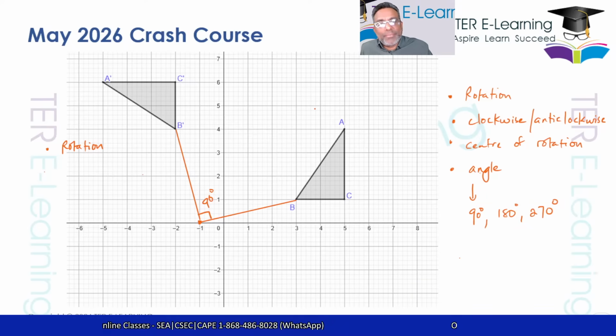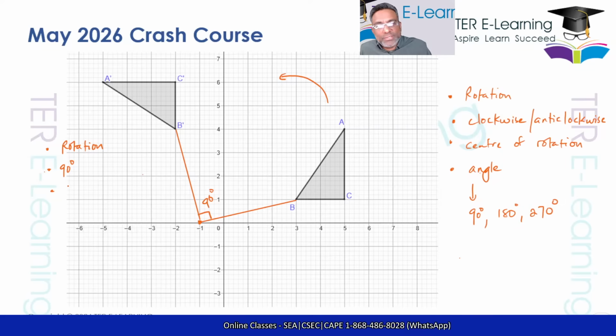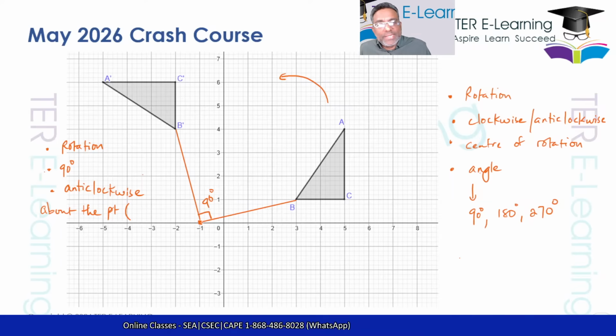So what is actually happening here is that this whole triangle is rotating this way. So it's a rotation, 90 degrees. You have to specify direction. That's anti-clockwise. And we have to say about the point. What's the center of rotation? So it's about the point, and that point is this here, which is -1 and 0.